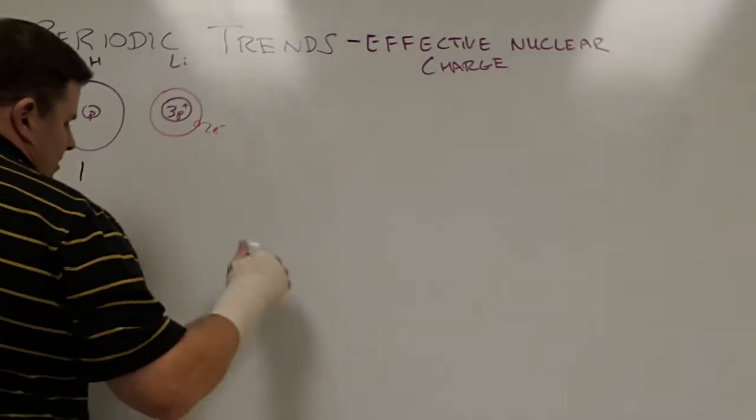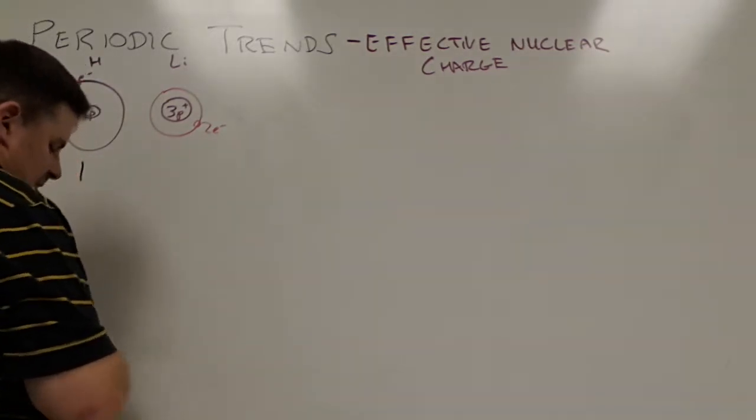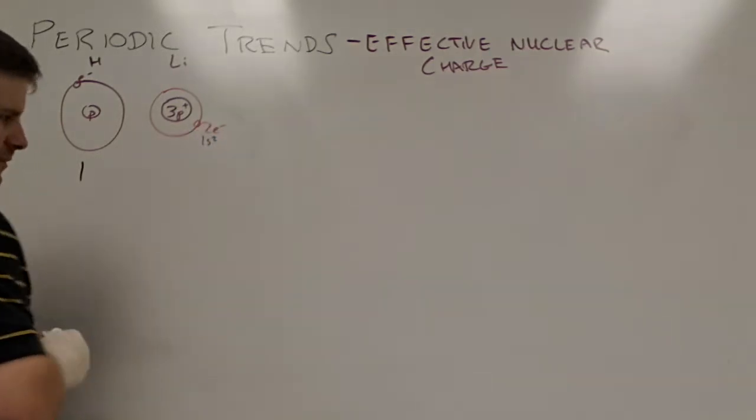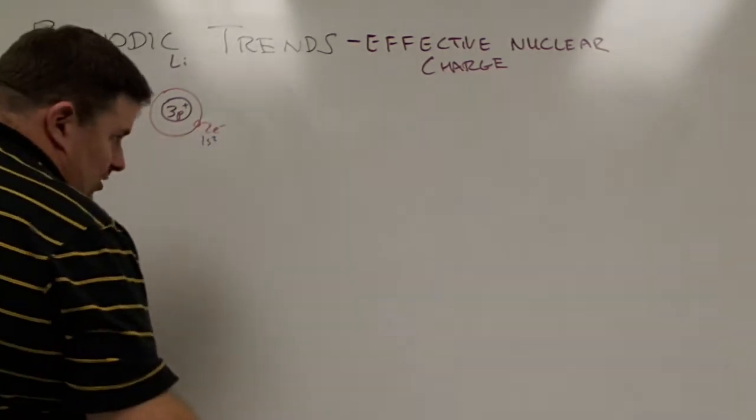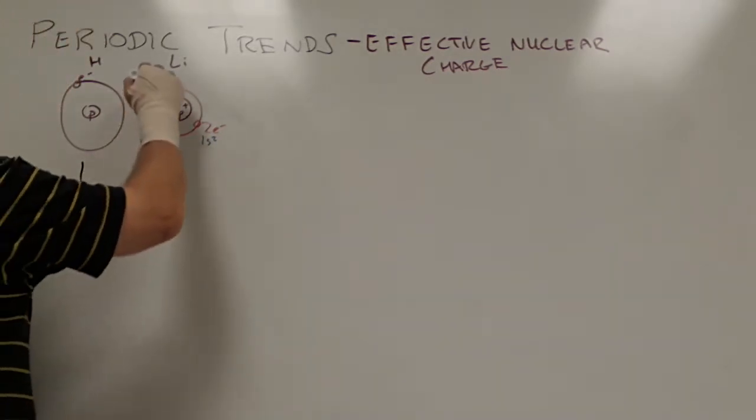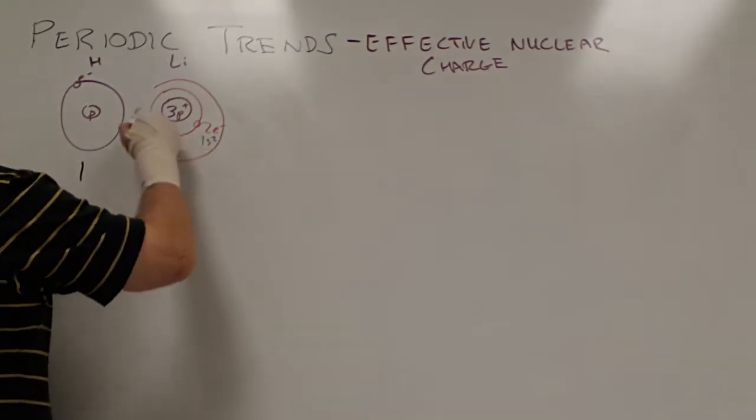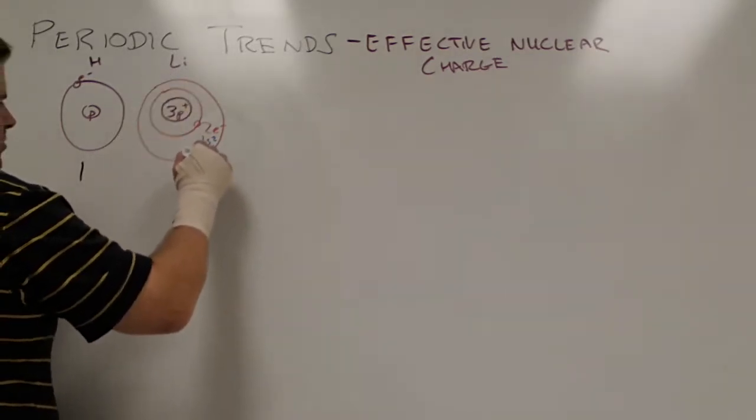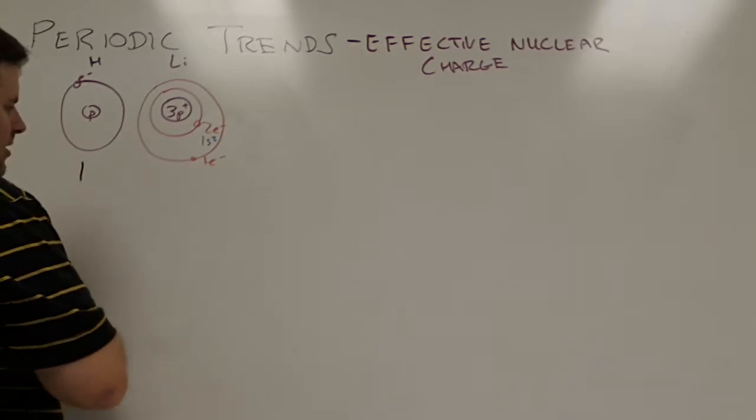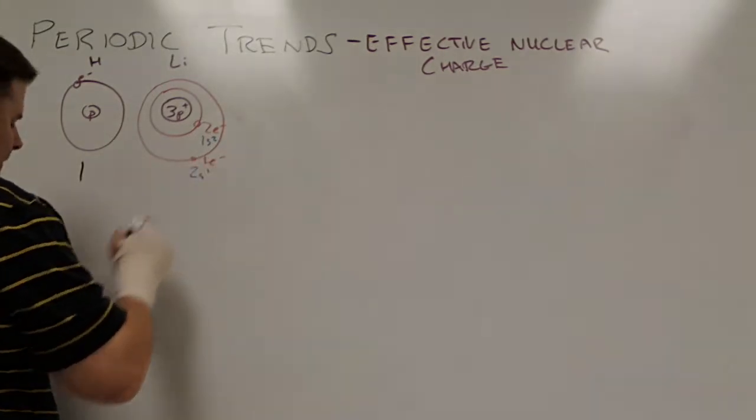Another way of writing this, that you may be familiar with right now, is 1s2. So the first level has 2 electrons and it's full. That means I've got to go to the next level. So I've got to expand my level somehow to get my next electron for lithium on the outside. In doing so, I now have a 2s1.